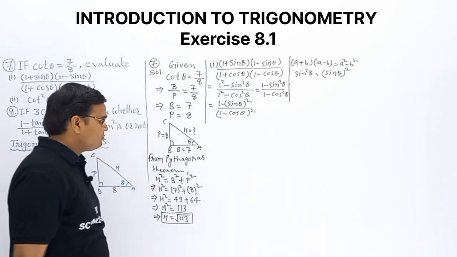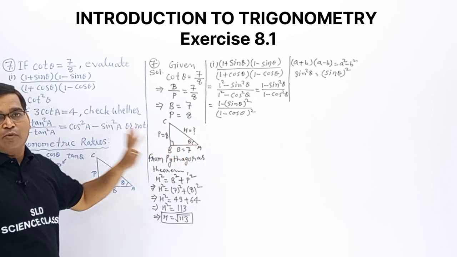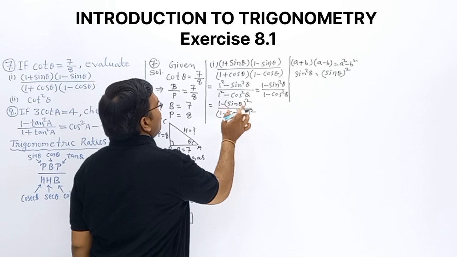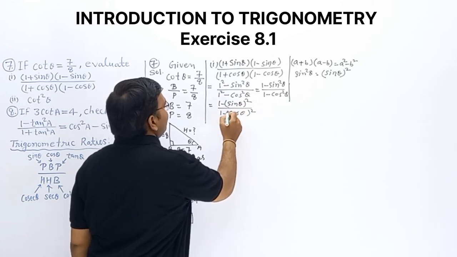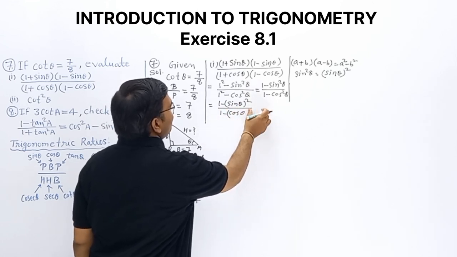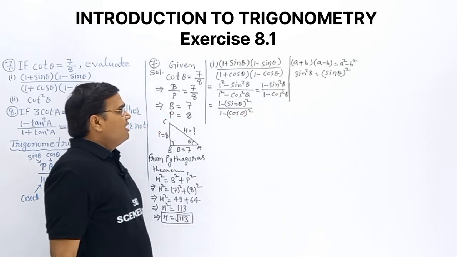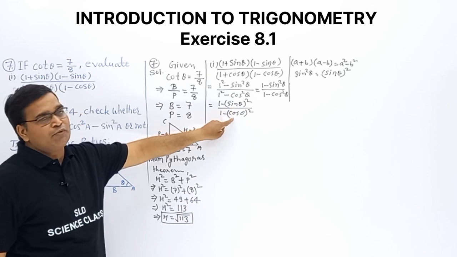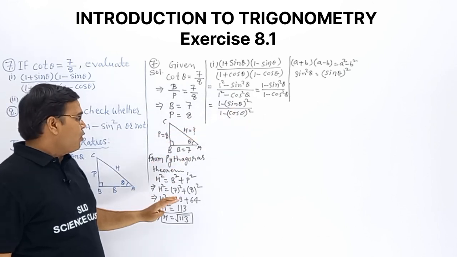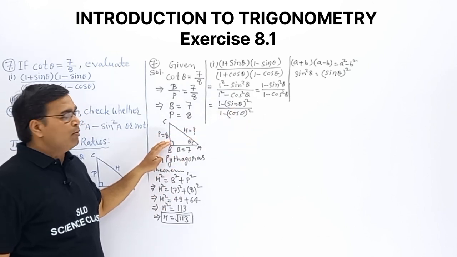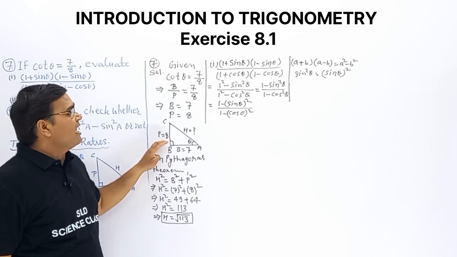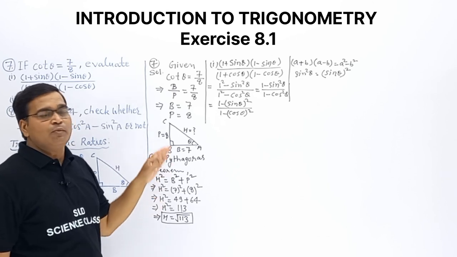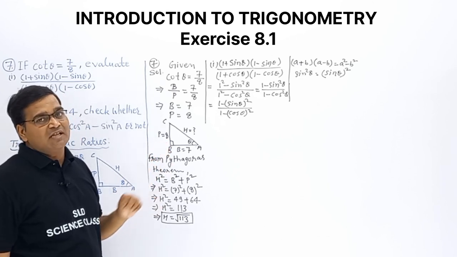Yes or no? We have all sides of the triangle. Can we find sin theta and cos theta? Yes, we can find. Now to evaluate its value, we require sin theta and cos theta. From this, this is the right triangle. Can we obtain sin theta or cos theta? Yes, we can obtain. Any ratio we can obtain once we have all three sides.